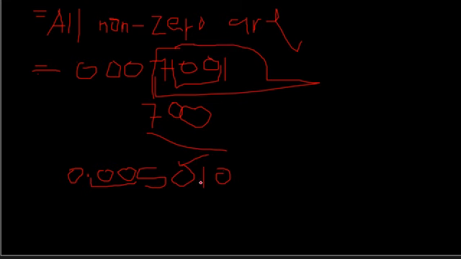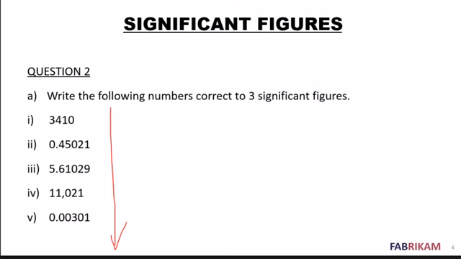Write the following numbers correct to three significant figures. Let's start. 3410. When you are asked to write to three significant figures, which ones are significant figures in here? We've learned that all non-zero numbers are significant. Zeros after non-zero numbers are significant. So all numbers in this figure are significant.